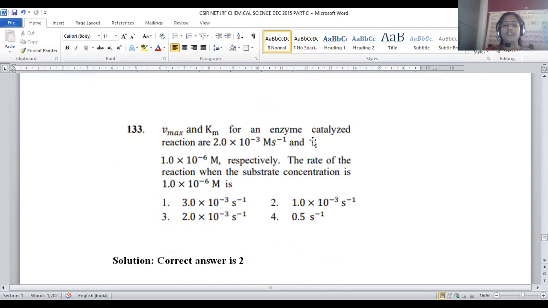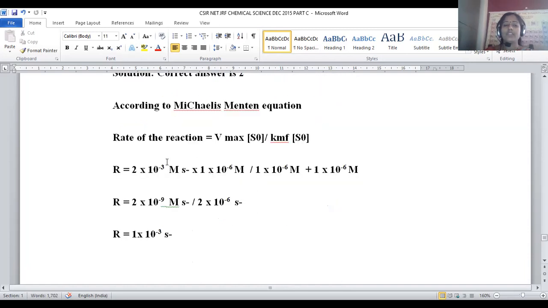Vmax and Km for an enzyme catalyzed reaction are 2.0 into 10 to the power minus 3 mole per second and 1.0 into 10 to the power minus 6 mole respectively. The rate of reaction when the substrate concentration is 1 into 10 to the power minus 6 mole is, right? So this is a question from the Michaelis-Menten equation. Let us apply the Michaelis-Menten equation.